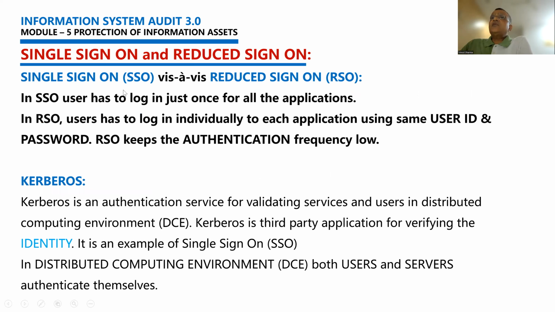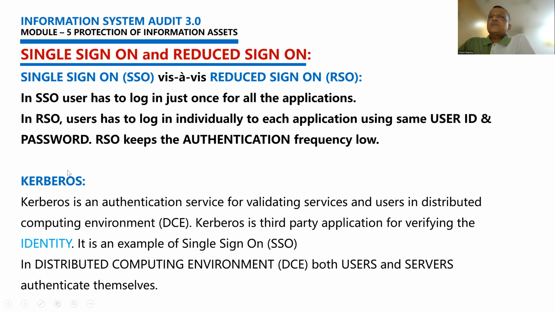Now, single sign-on versus reduced sign-on, RSO. In a single sign-on, the user has to log in just once for all the applications. The name itself says it. In reduced sign-on, the user has to log in individually to each application using the same user ID and password, so it also keeps authentication frequency low. Single sign-on says that I log in once and I'm accessing all the services offered. RSO, that is reduced sign-on, says that, fair enough, for different applications or within a particular group of applications, the same user ID and password can be used, but you have to log in separately. So this RSO keeps the authentication frequency low, because when you're logging into the next application with the same password and user ID, it doesn't make it easy for you.